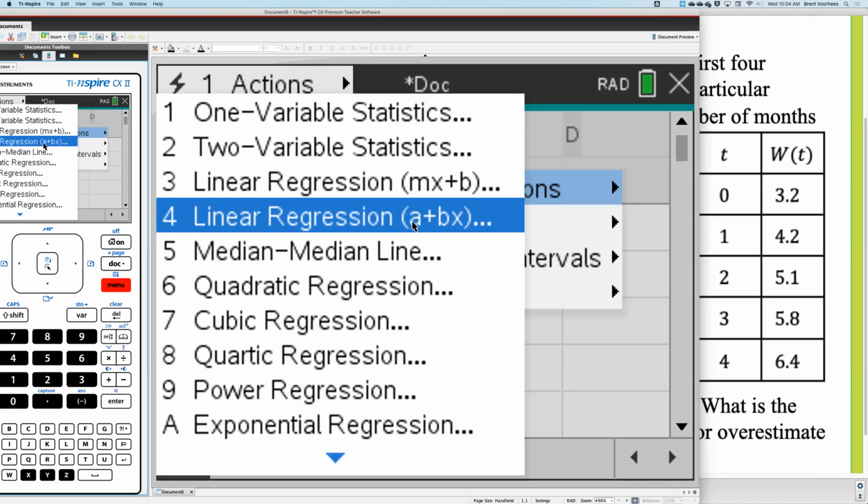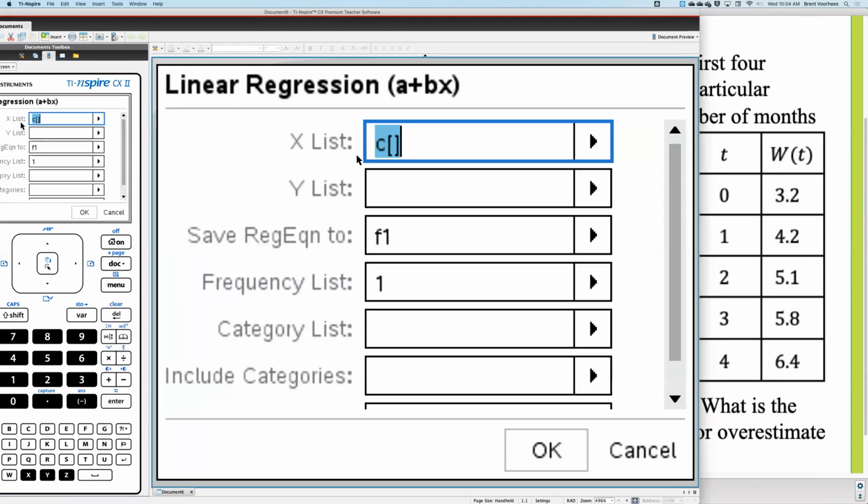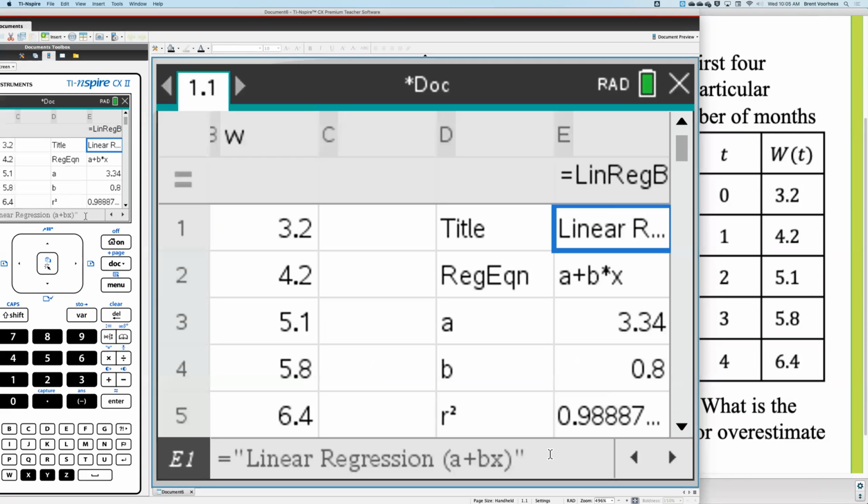Okay, so choose that. It wants to know the x list. What variable do we title our x's? T. So I'll put a T there. And what did I title my y's? W. W goes there. Now, pay attention to where it's going to save the equation in case we need that later. Mine's going to save as F1. Check what your calculator says in case you didn't clear yours. I'll choose OK. And here's my equation.